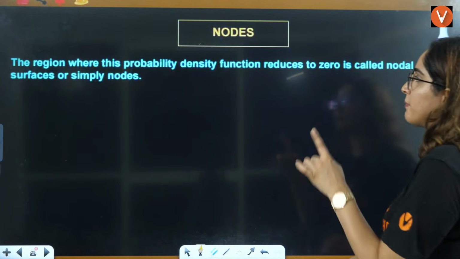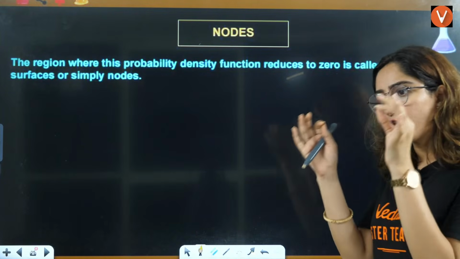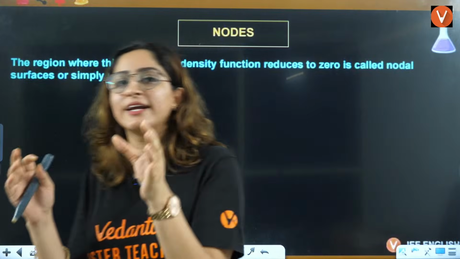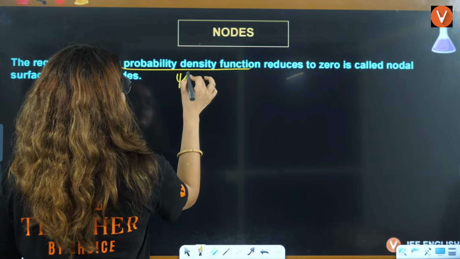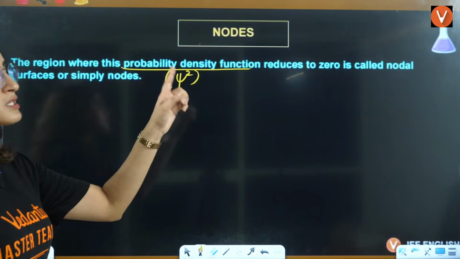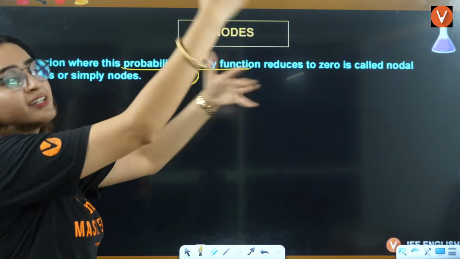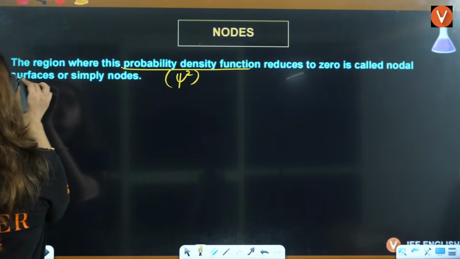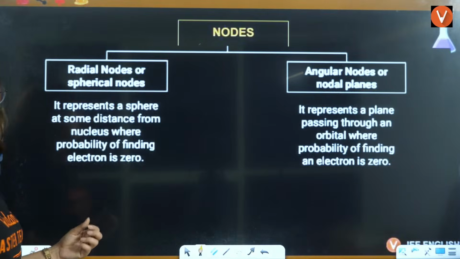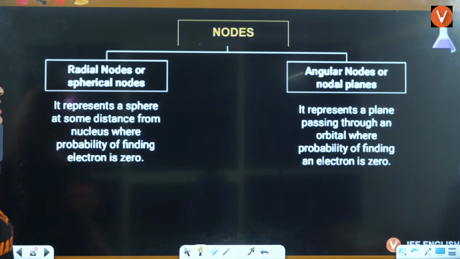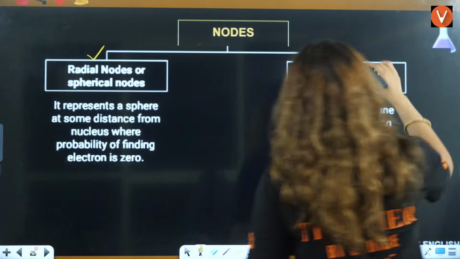The region where the probability density function, which for you right now is the probability of finding the electron, that is psi square, reduces to 0. Firstly it is there, then it is 0, then again it starts. So it is called a nodal surface. There are two types of nodes, just like you have two types of function. The radial wave function will give you radial nodes, and the angular wave function will give you angular nodes.